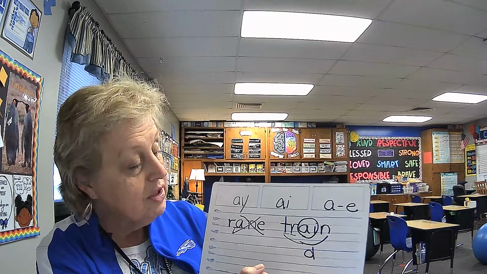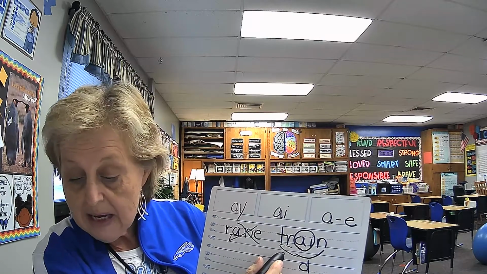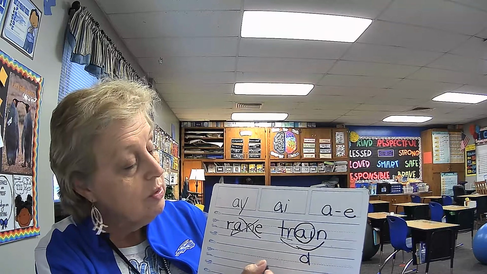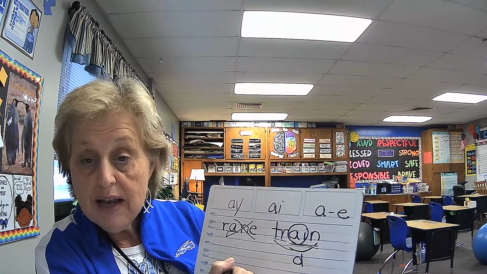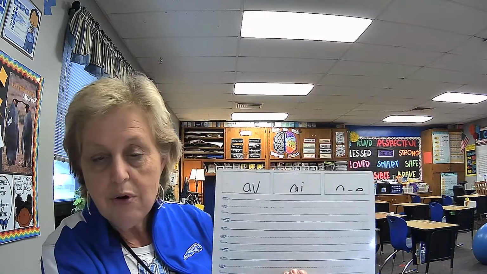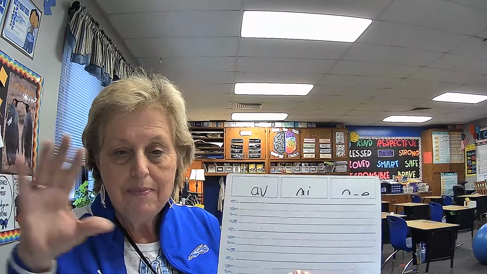Now, what's really interesting about that, boys and girls, is if you know how to spell train, you can use what you know about AIN to spell the next word. New slide. Okay, ready? Spell the word paint. Elbows up. Paint.